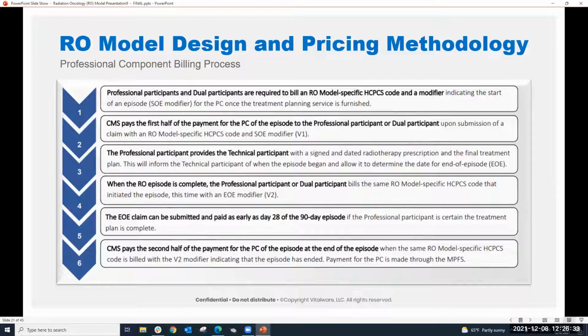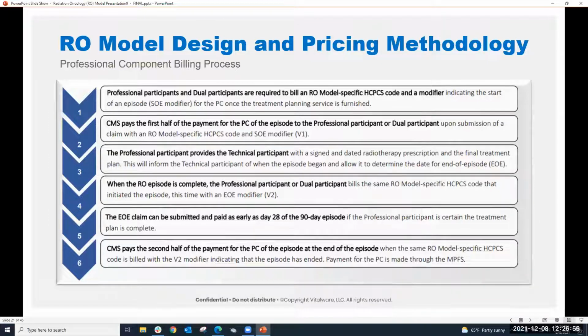you are going to be required to bill at one of those RO model specific HCPCS codes that I showed you in the chart earlier with a modifier that will represent the start of an episode. And that modifier is V1. So once they receive that, they will give you your first half payment.